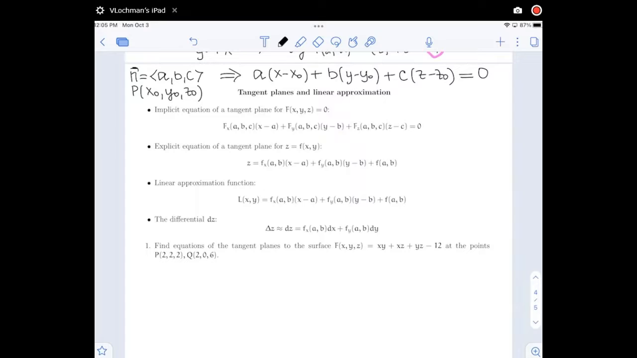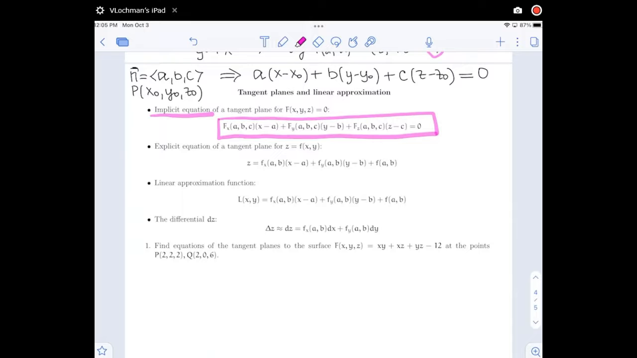So this is kind of a quick and dirty explanation of why tangent planes and linear approximations are useful. So here's your first form, the implicit equation, where this is basically our equation of a plane from the previous chapter, right? Except now, what is that normal vector going to be?